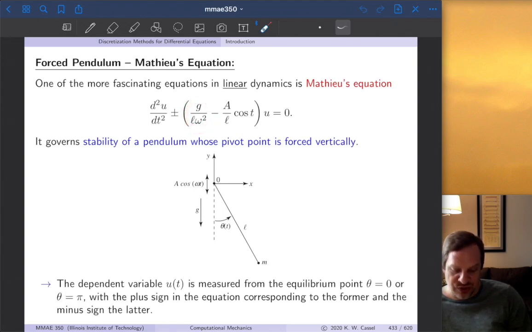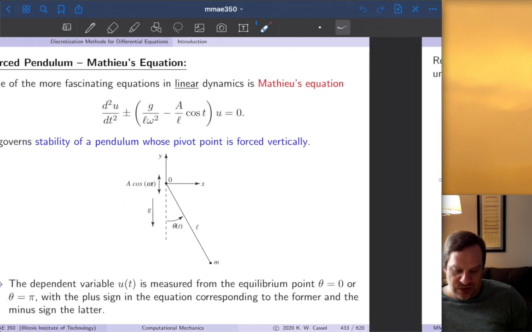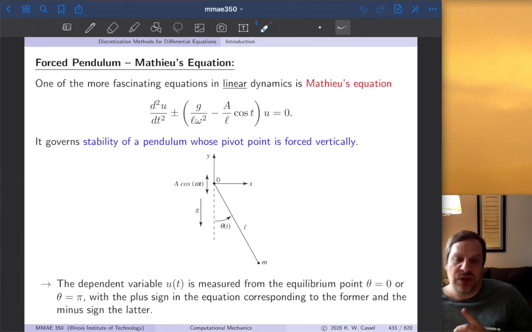So let me walk through these parameters. G is acceleration due to gravity. L is the length of the pendulum, which you see here and here. A is the amplitude of the forcing, and omega is the frequency of the forcing. So given all those parameters, we can then solve this single differential equation.